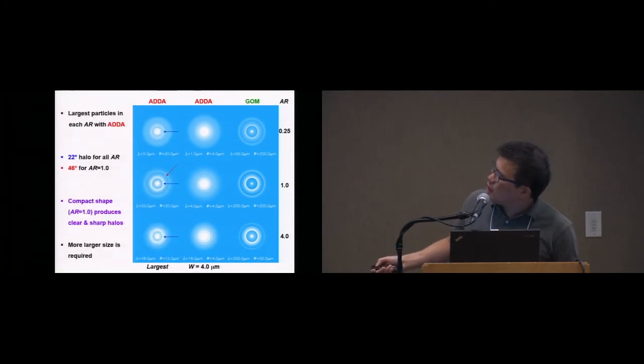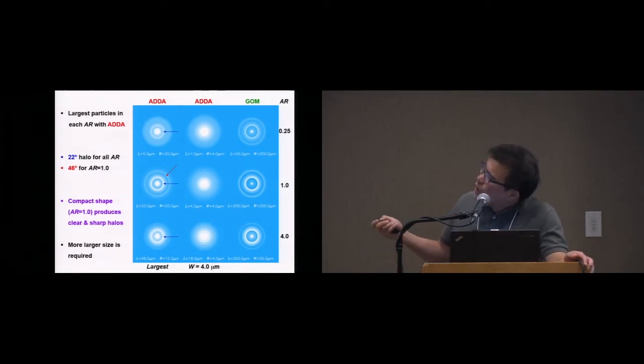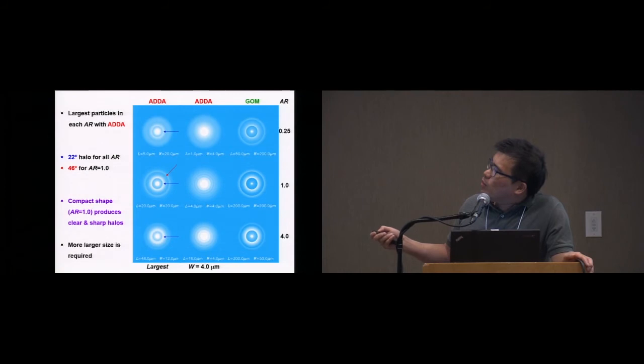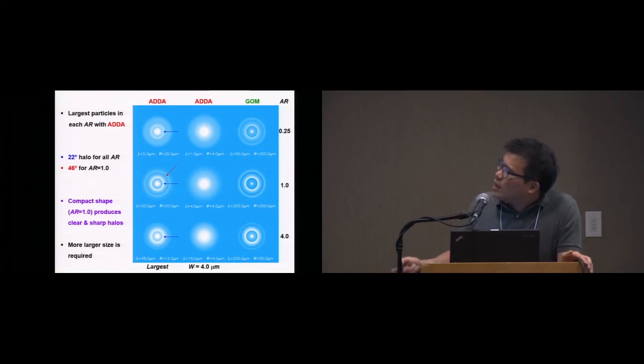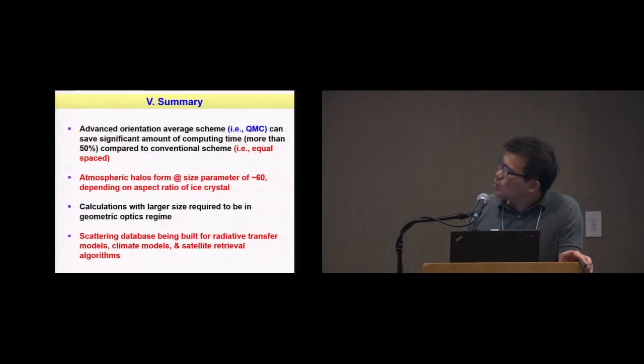Next is the largest ice crystal simulated with ADDA. In this case, we see the 22 degree halo, and for an aspect ratio of 1.0, we see the 46 degree halo. It is quite close to the geometric optics simulation, but we need larger size simulations.